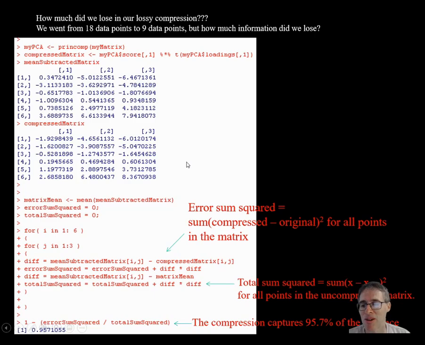So this compressed matrix recovers 95.7% of the data. So we've invented a lossy compression scheme that's recovered 95.7% of the data. And what we'll see is that PCA guarantees you that there is no vector, there's no combination of 9 numbers that could have gotten you more than 95.7% of the data back.